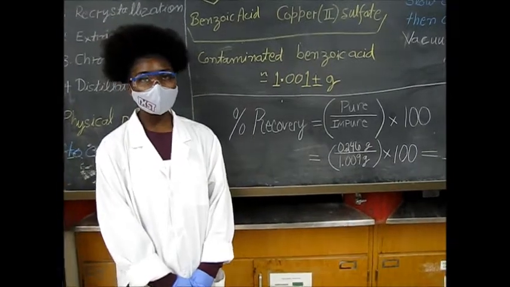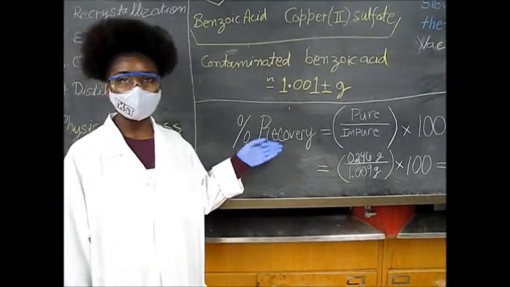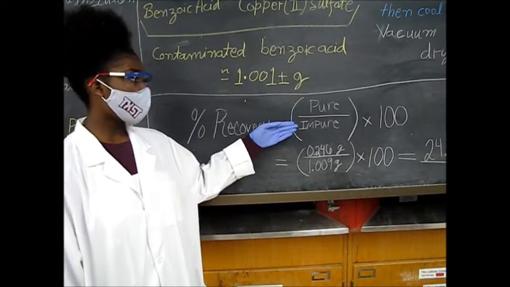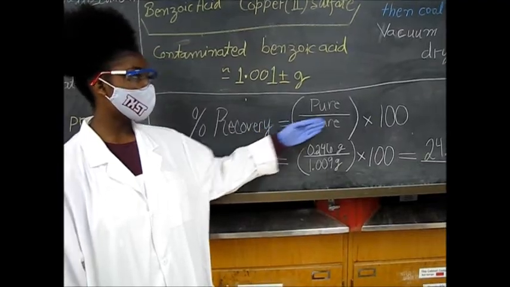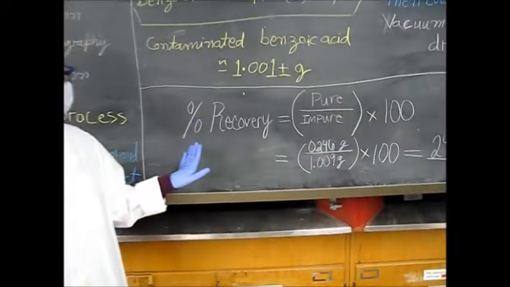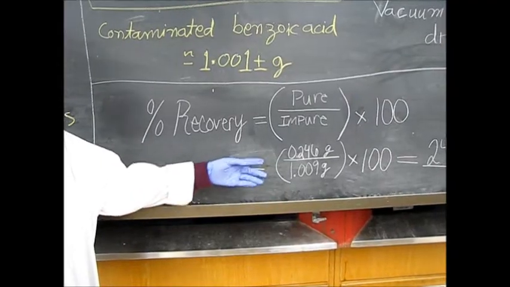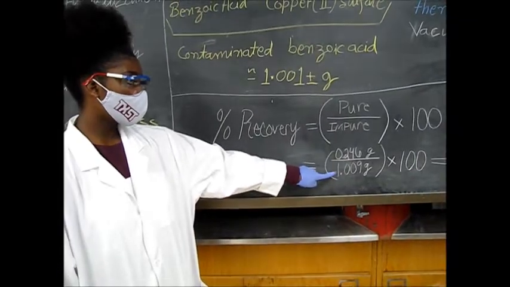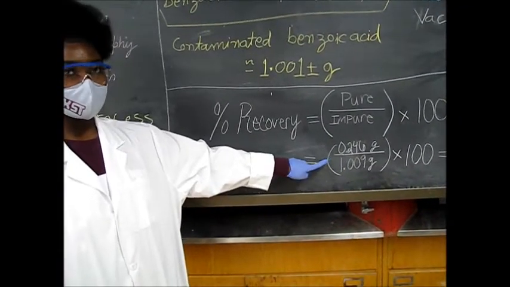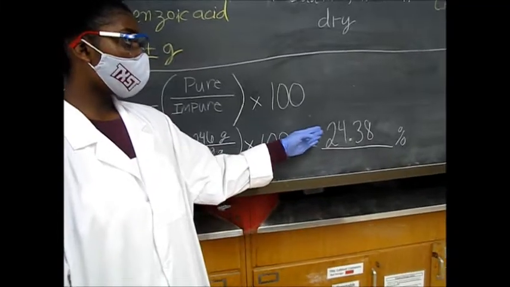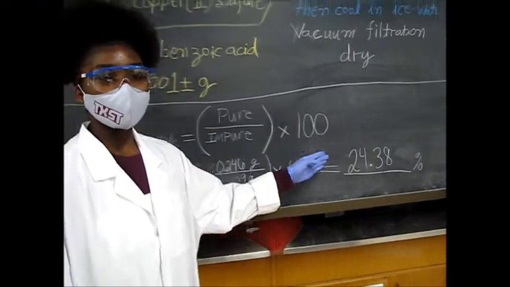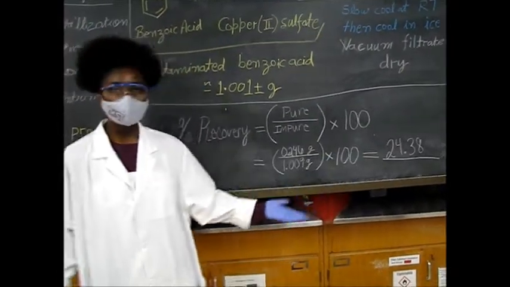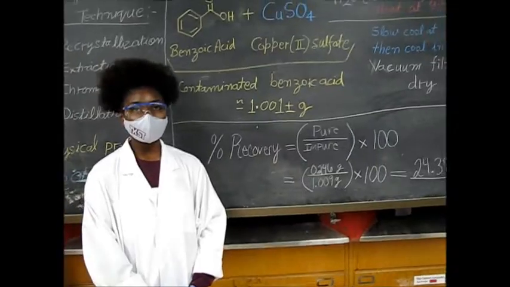Now that our experiment is over, we're going to do our experiment analysis by finding the percent recovery. When finding percent recovery, we use our pure benzoic acid divided by our impure benzoic acid times 100. That'll get us our percent recovery. We got 0.246 grams of pure benzoic acid, and we started with 1.009 grams of impure benzoic acid, leading to 24.38% of benzoic acid recovered. This number could be low, possibly because of some of the benzoic acid being lost during the vacuum filtration.